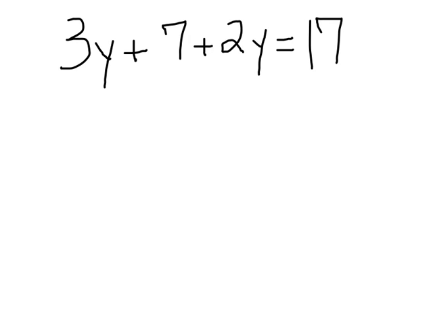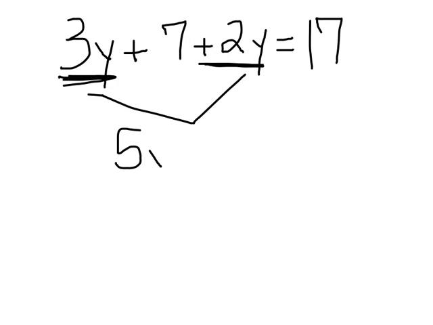So I'm going to look at this equation. 3y plus 7 plus 2y equals 17. The first thing I'm going to do is go ahead and notice that I have two like terms here on the same side of the equal sign, 3y and 2y. So I'm going to go ahead and underline those so I don't forget them. Since they're both positive, I can just add them together. 3y plus 2y is 5y.